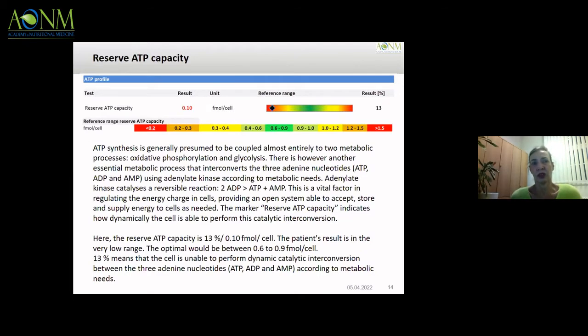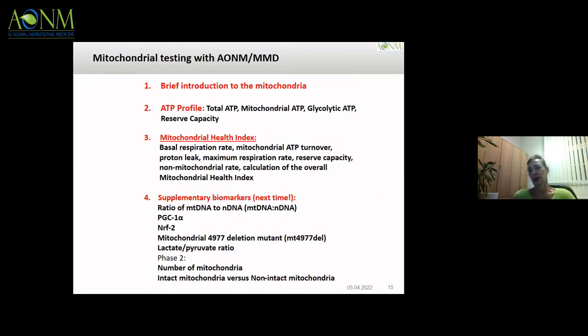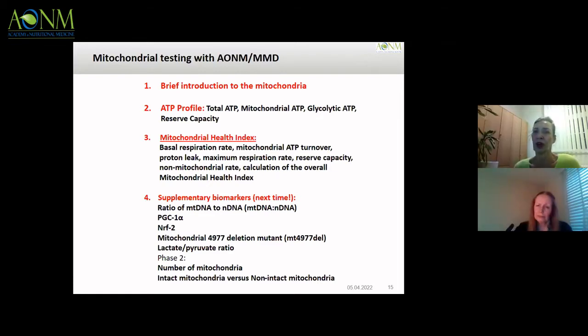This is what I told you one minute ago. And the ATP profile is important, sure. It is the first sign to look whether the cell is producing enough ATP, whether a part or the total ATP can be produced by mitochondria or by the degradation of glucose, and whether there's still a reserve capacity for ATP production. But the ATP profile is only able to look at the ATP in cells which are not activated.